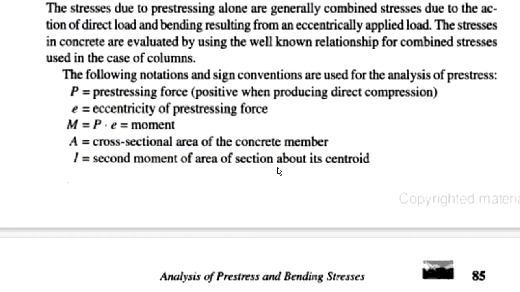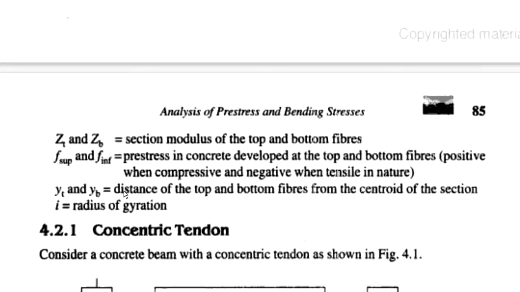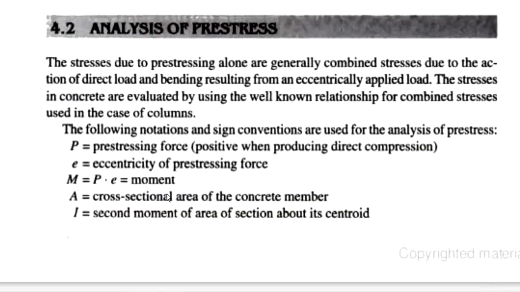I is the second moment of area of the section about its centroid, and ZT and ZB are the section moduli of the top and bottom fibers. F superior and F inferior mean the pre-stress in concrete developed at the top fiber and bottom fiber respectively, superior means top, inferior means bottom, positive when compression, negative when tension in nature. YT and YB are the distances of the top and bottom fibers from the centroid of the section. Small i is the radius of gyration. So it is very simple to understand.